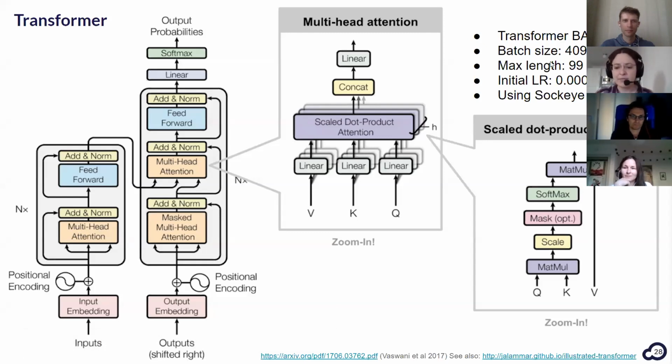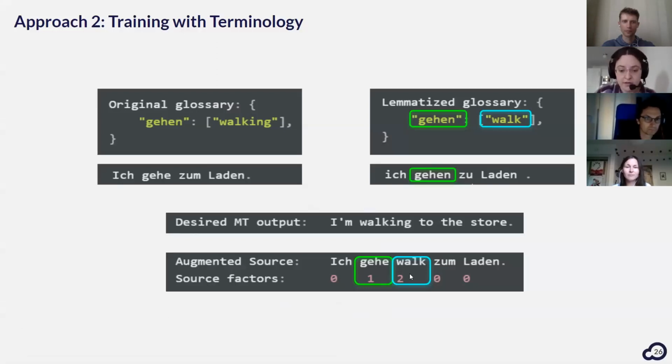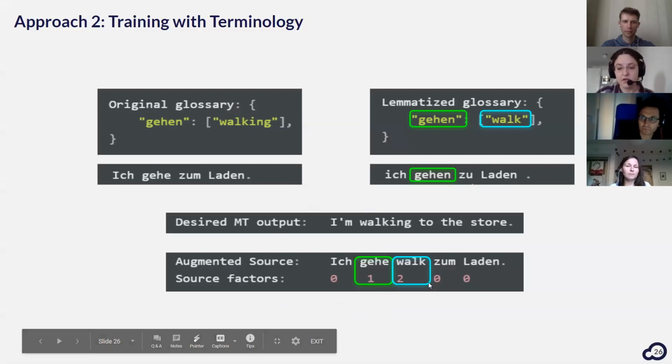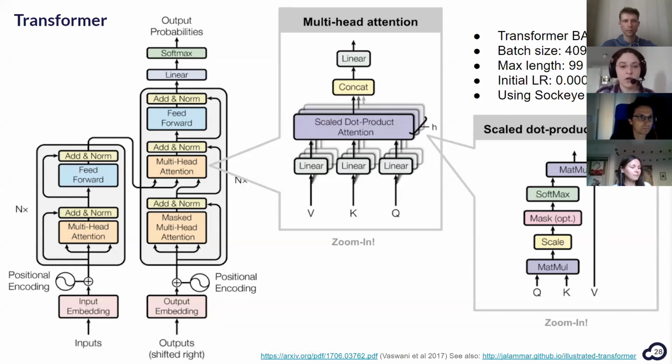We differ in our implementation just a tiny bit. We use the transformer base model. Where we differ is we have a batch size of 496 tokens, a max length of 99 tokens, and the learning rate was 0.0003. We use the specific implementation of this model coming from Sockeye, and the reason for that is because Sockeye already has this source factors implementation, so it was really easy for us to just grab it and use it right away. So that's the architecture that we use.